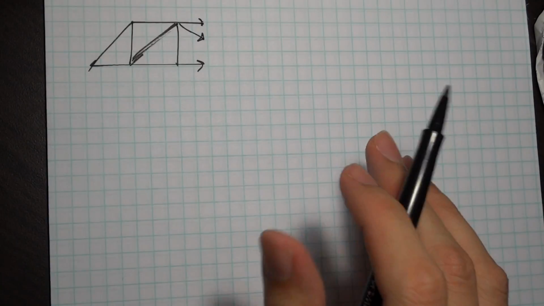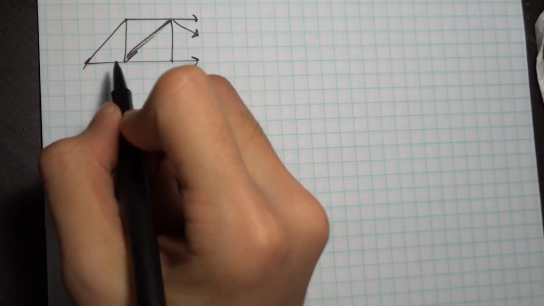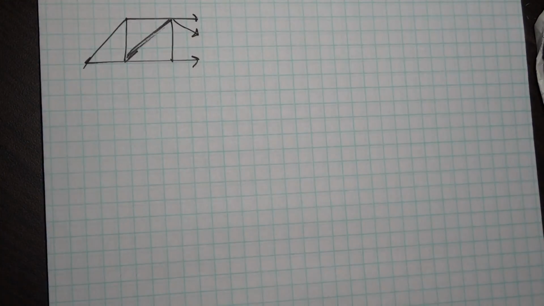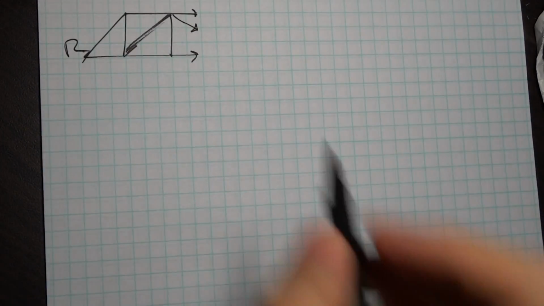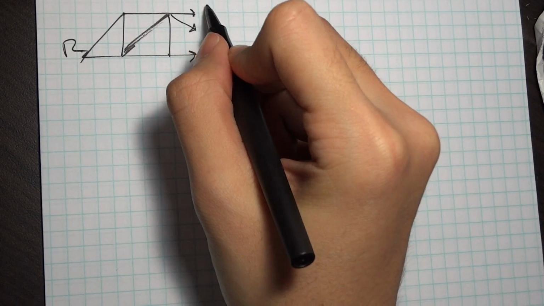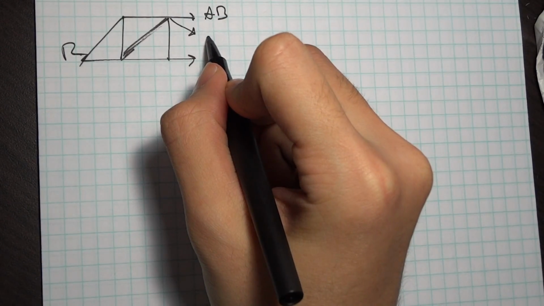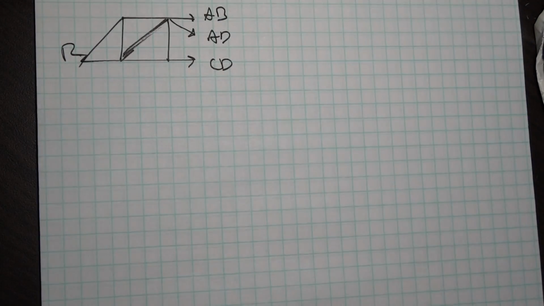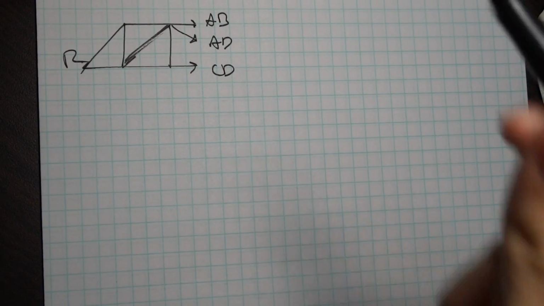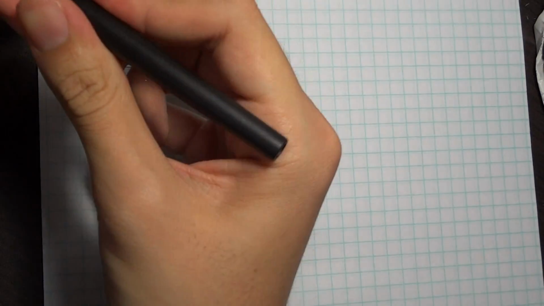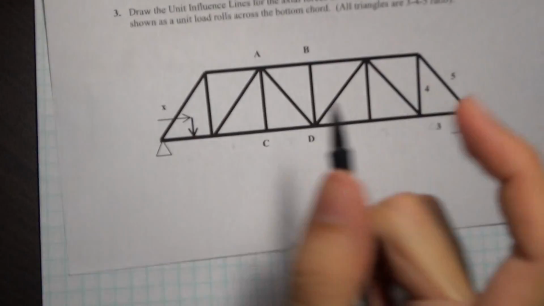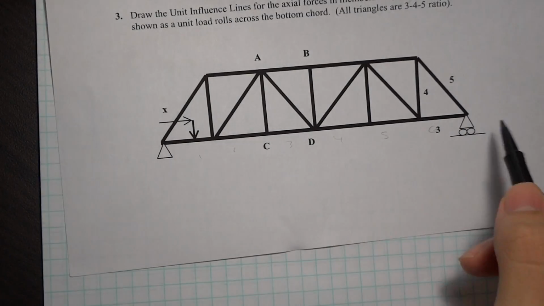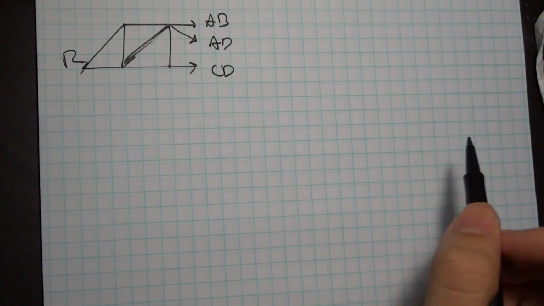So you don't actually need to do too much analysis. I'll just call this R. This is force AB, AD, and CD. The first thing you want to do is just drop your unit load, what happens if the problem specifies that you're going to be moving a unit load across the base, across the bottom chord. So as usual, you always want to start off with the reaction.